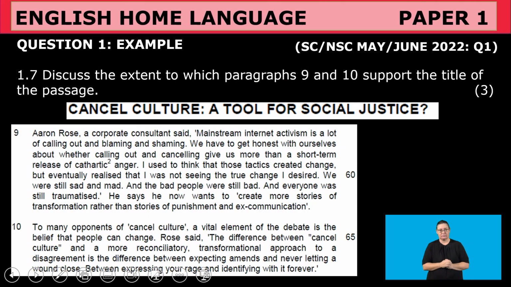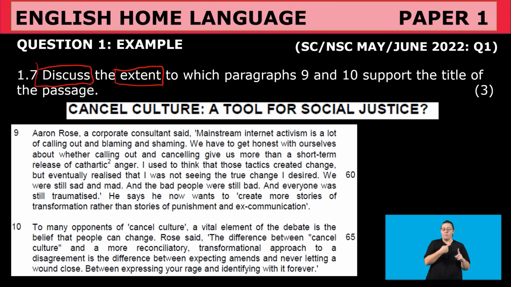Question 1.7 is another comparative question. Here we have discuss. So again, we're going to look at different viewpoints. The extent. Now this word is very important. It means that you can look at arguments for and against. You can have a mixed response. So you can say that paragraphs 9 and 10 support the title and give evidence, and you can also argue against that, of course, with evidence from the text.